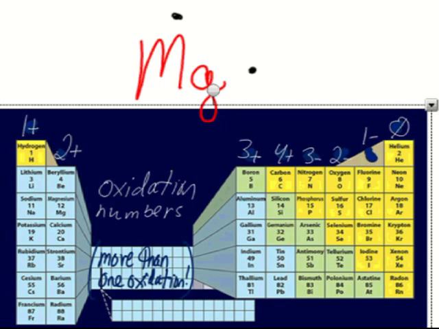Looking at oxidation numbers allows us to think about whether or not this particular element would gain or lose electrons. Note that magnesium, being an alkaline earth metal, would have an oxidation number of 2+, meaning that magnesium would become a positive 2 ion, giving up 2 electrons in an ionic bond.